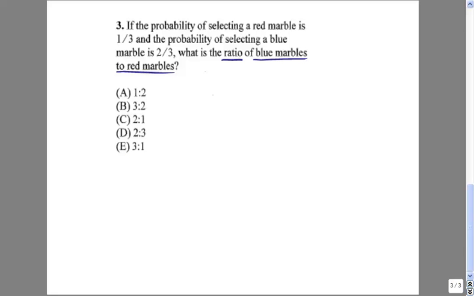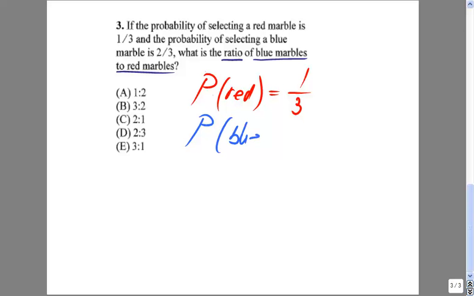What should we do? Okay, so I know that the probability of getting red is 1 out of 3, and the probability to get a blue one will be 2 over 3. Okay, I need to find the ratio of what? Blue to red. That one equals 1. What should we do? Well, there are many ways.